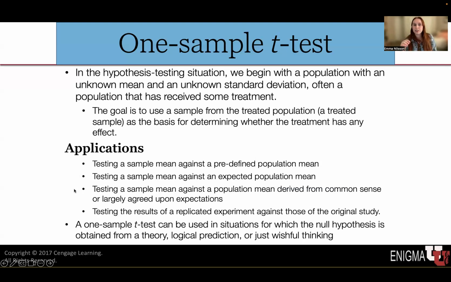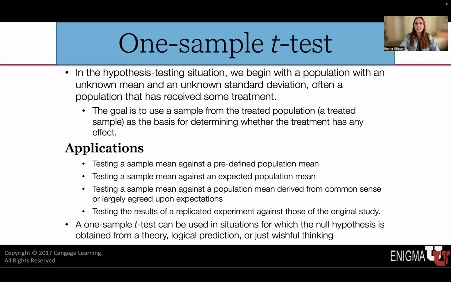Another one is when you're testing a sample mean against a population mean that's derived from common sense or largely agreed upon expectations. For example, let's just say you grew up in a village, and you suspect that the IQ of your village is higher than the general IQ of the public. You would collect some data and compare the sample IQ of your village against what we say is the common sense or agreed upon general IQ of the population, which is 100.